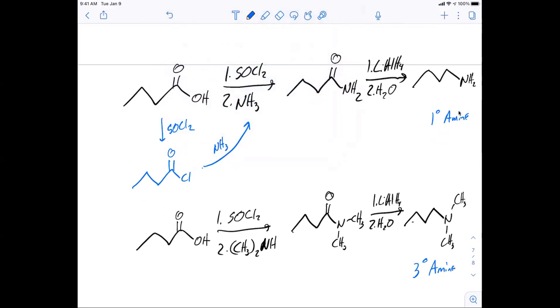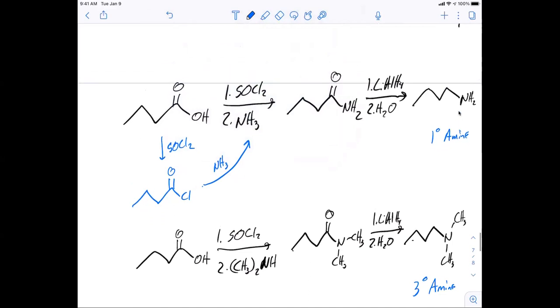So the carboxylic acid could be used to make primary, secondary, and tertiary amines. We just have to remember, if we're going to make the primary amine, we add ammonia. If we make the secondary amine, we add a primary amine. If we want to make the tertiary amine, we add a secondary amine. Okay, so you're adding one carbon each time you go up.